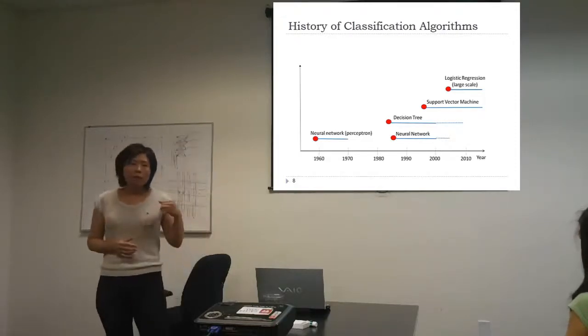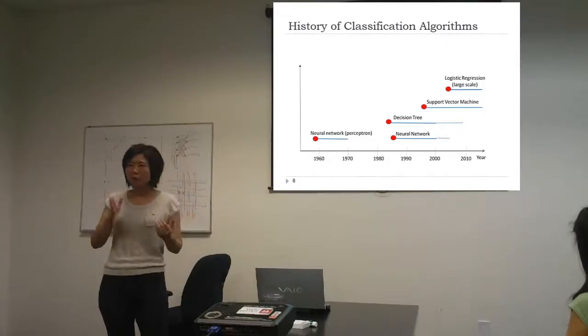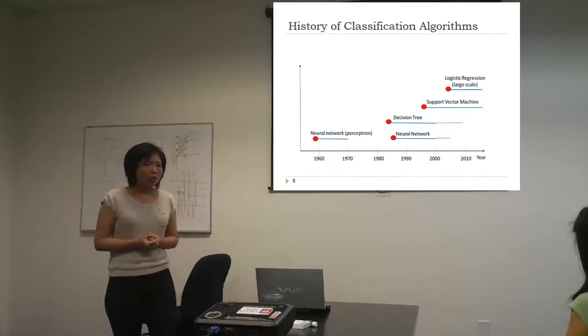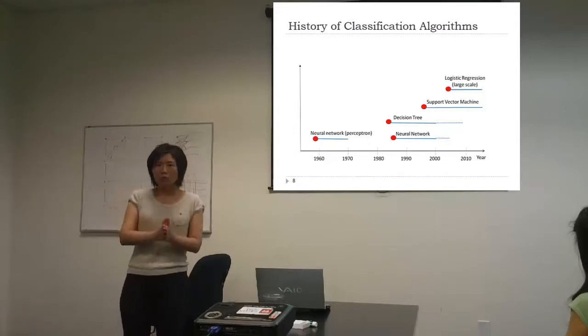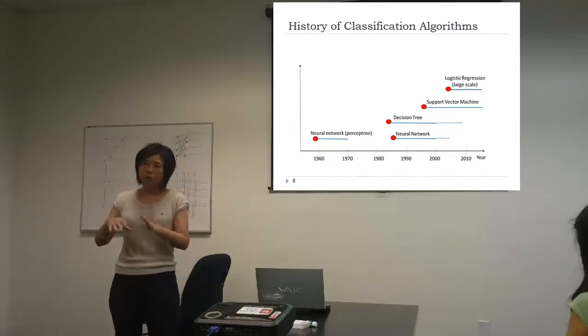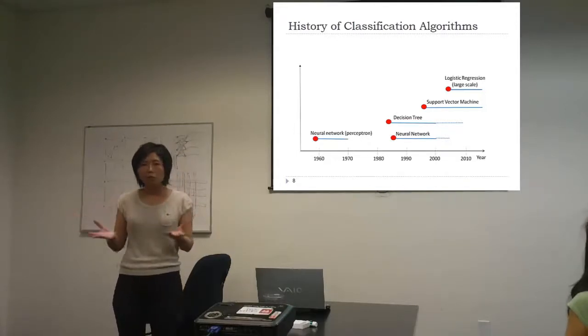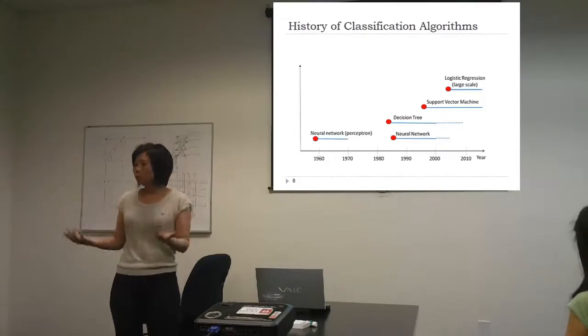But then in the 1980s, people found that if we add a hidden layer, then the neural network can become very powerful. It can actually represent any function. You can have not just one hidden layer, you can add 2 hidden layers. So the neural network becomes very useful to almost predict anything.